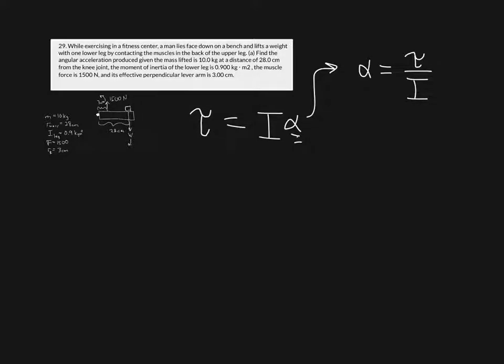And now if I can figure out this torque and I can figure out this moment of inertia, then I can get my alpha. So to figure out my torque, I need to look at what kind of torques I have acting. Well, I have a force due to my leg muscle actually bringing this up. So I have this torque. This 1,500 Newton force is creating a rotational force that's going to keep my leg going up.